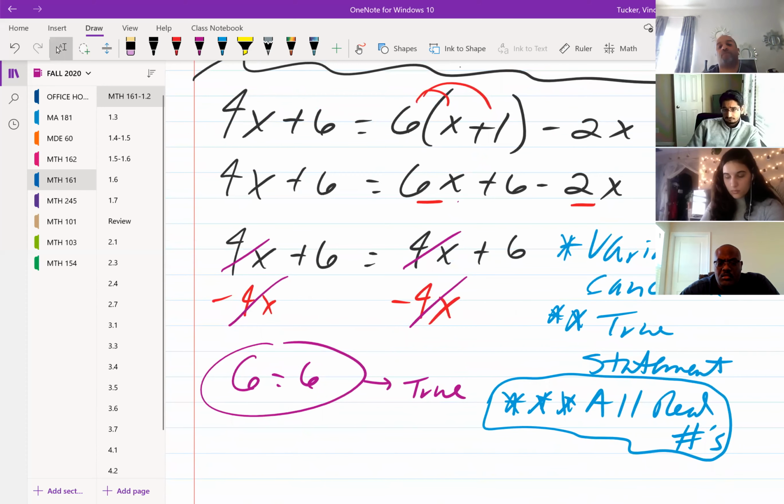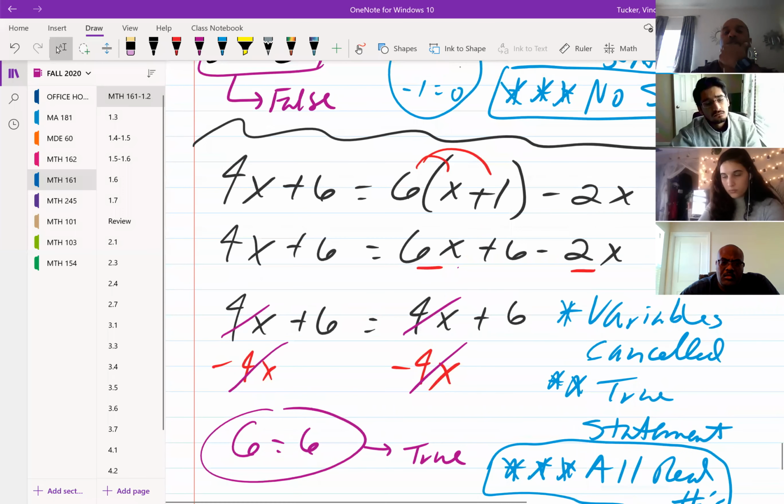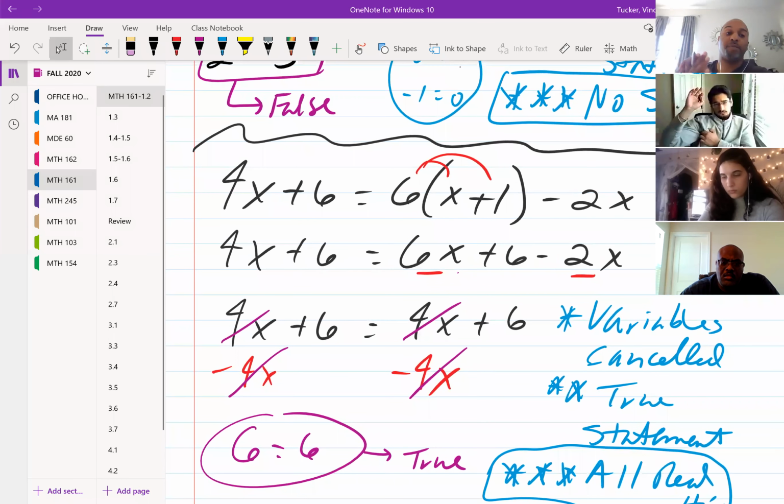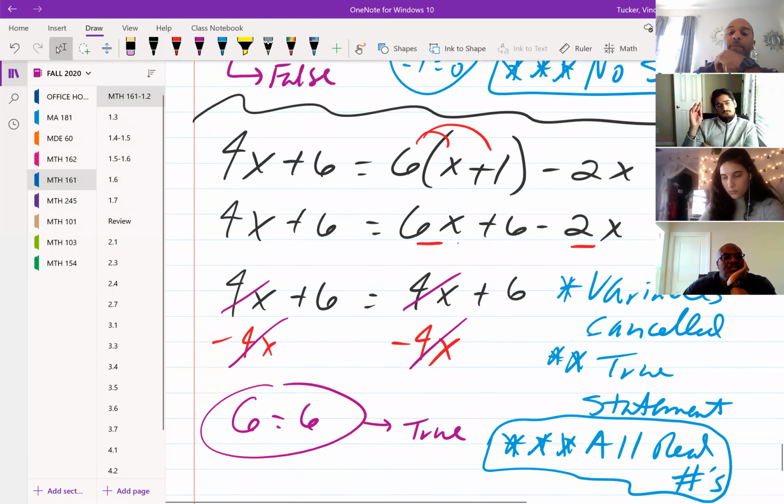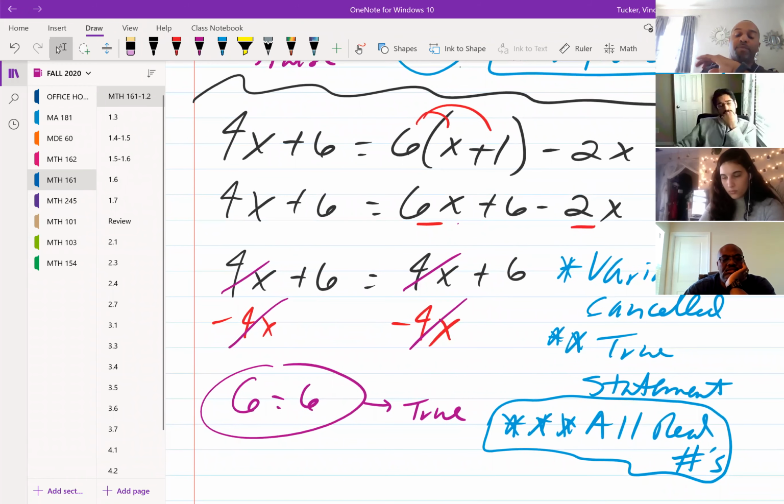All right. Questions? All right. So in that last one, no solution, that means there's nothing I can plug in for the variable, nothing I can plug in for x to make that a true statement. Here, all real numbers, that means I can plug in anything and it will be a solution.